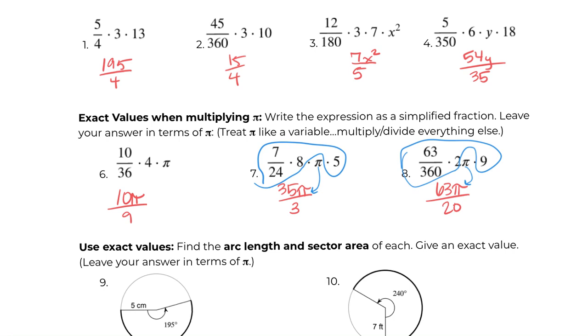So you just had a whole lot of practice and instruction on finding arc length and sector areas. I want you to complete number 9 and 10, but instead of rounding this time, you are going to leave your answer in terms of pi. So that means that you will have some sort of fraction, an improper fraction or otherwise, and then you will add on the pi. So go ahead and try these ones, and we will check your answers when you're done.